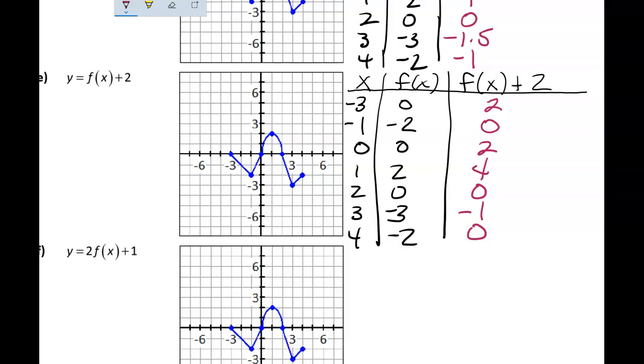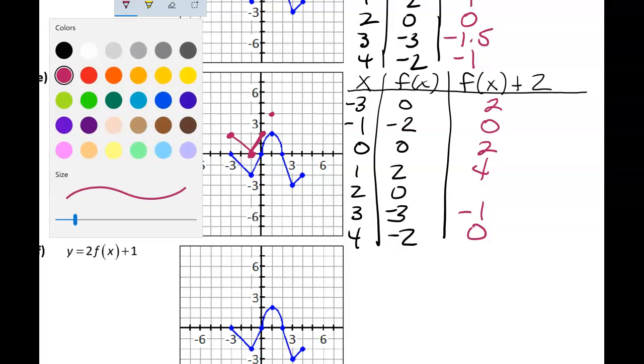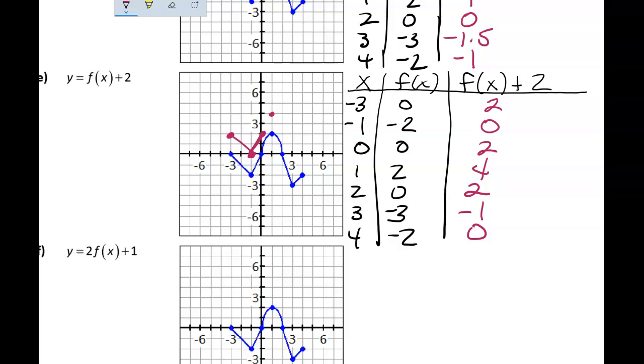So we have -3, 2, -1, 0, and 0, 2. Second part of the graph, 1, 4, and 2, and you're going to notice that I made a boo-boo in this last entry in the column. I forgot to add 2 to that particular value. So that should be 2. So we have 2, 2.